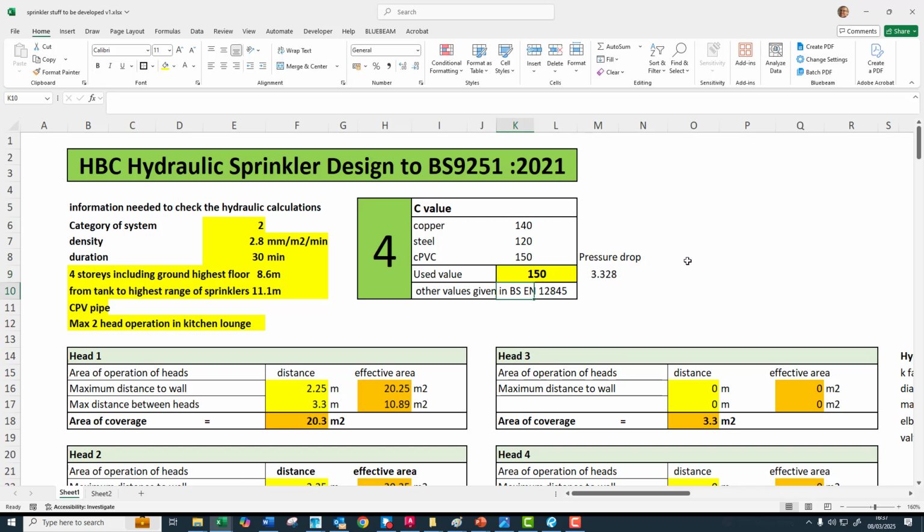so that's almost a 1 bar pressure drop. You know, the previous pressure drop I think was 4 point something. So as you can see, it makes a big difference depending upon the material, and hence that's why CPVC is cheap and it's efficient, and it's basically why everybody uses it. There you go.